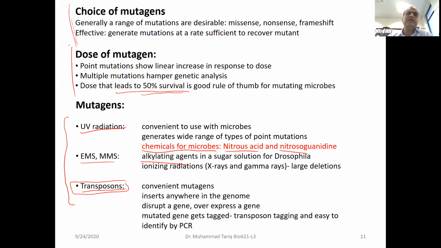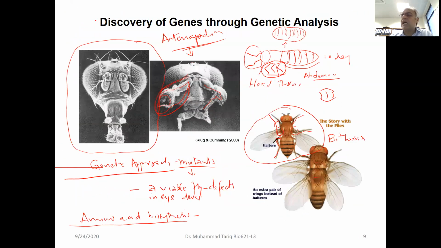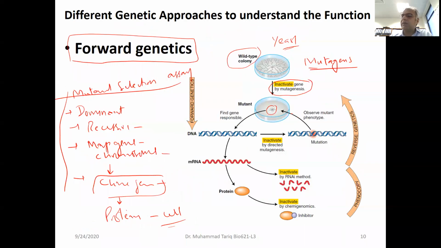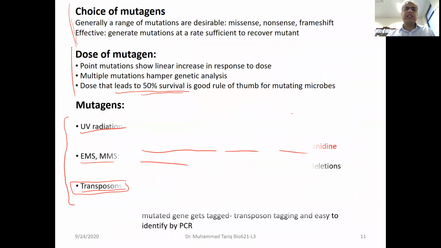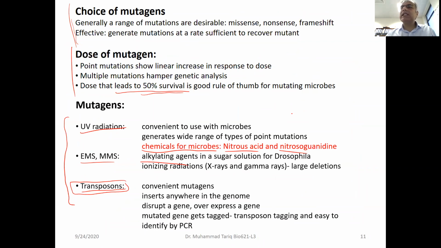Okay. So how do you get these mutants? You take wild type flies, or you take bacteria, you take yeast, whichever model system you're working with, you treat them with these mutagens, and then you select for the phenotypes of your interest.